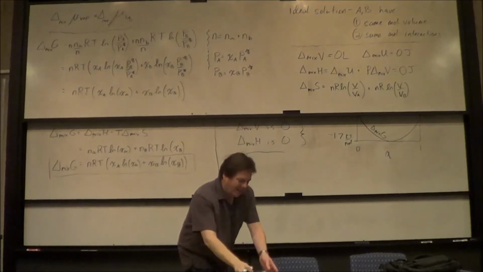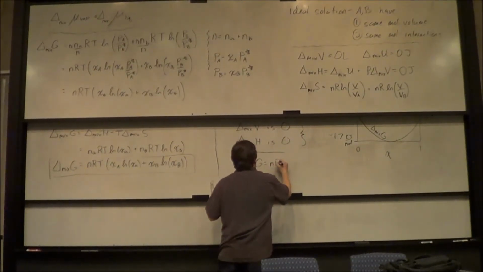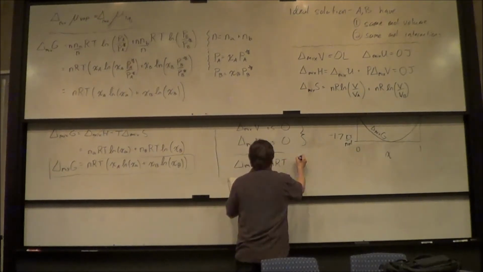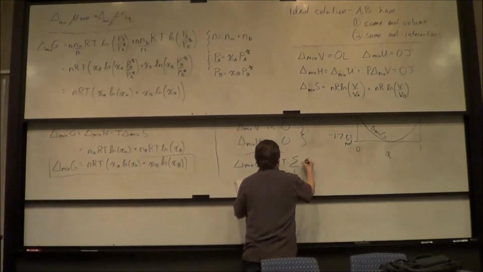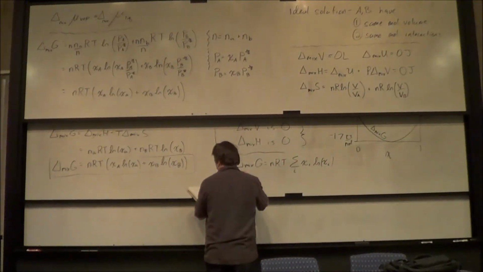And I'm not going to use this again, it's just how you tend to see it. nRT is just that if you have more than one thing, you need to put a summation, and you've got chi sub i ln chi sub i. And of course, the same for entropy.